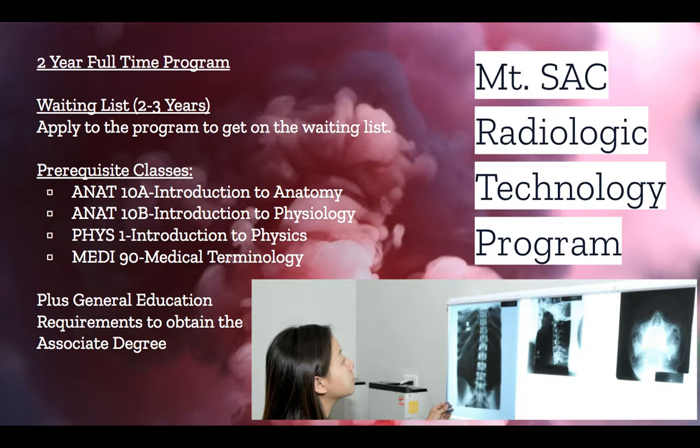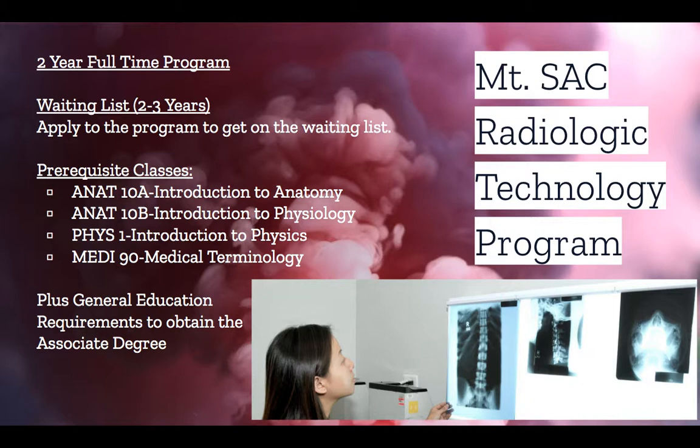During those 2 to 3 years, that's when students will take the prerequisites to get into the program. So you don't have to have the prerequisite classes done in order to apply to get in. You can apply, get on the waiting list, and then take the prerequisites. And as you can see, the prerequisite classes are listed here for you. You do need 1 semester of anatomy, which is anatomy 10A, and 1 semester of physiology, which is anatomy 10B. You also need introduction to physics, which is our physics 1, and medical terminology, Medi 90. So those are the prerequisite classes.